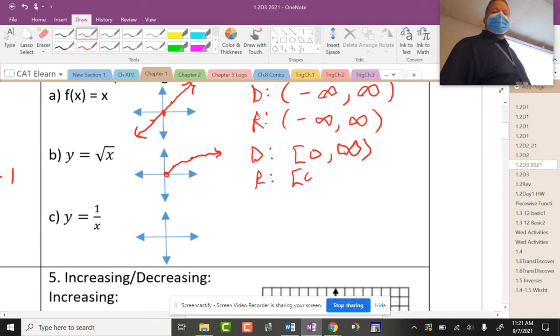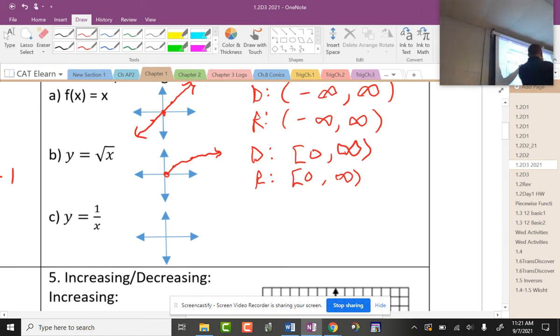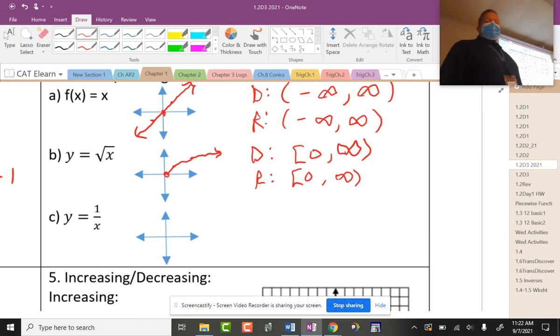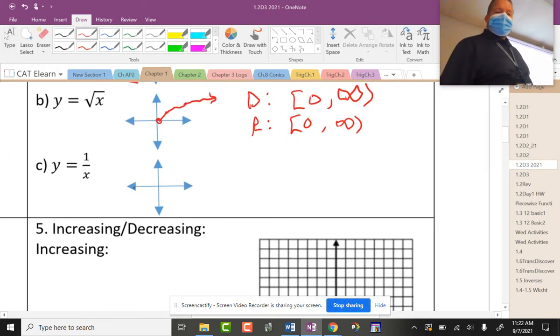And then, of course, if you analyze the range, just by coincidence, it's also 0 to infinity. But look at the y-axis. 0 to infinity is covered by this picture, these y-coordinates. I don't understand why students have a hard time figuring out range from a picture. All right?